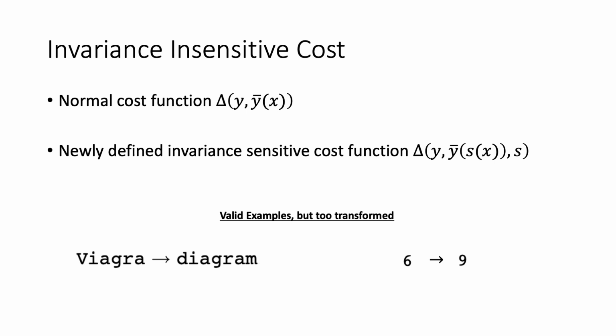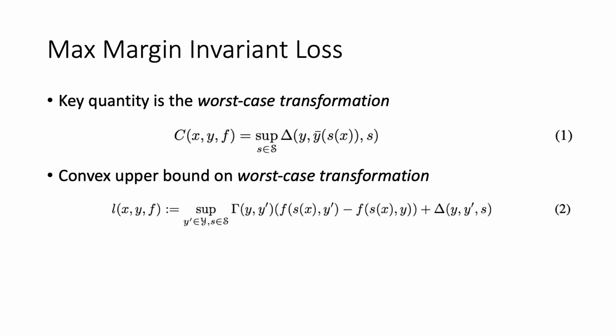So 2 examples of that are below. Viagra gets changed into diagram in just 2 operations, an insertion and then a change of letter. And we don't want to penalize ourselves for that. Another one is a 6 getting rotated 180 degrees is now a 9. And we don't want to penalize ourselves too much for missing out on that. So now that we have a cost function that actually takes in our invariance transformations into account, we want to define this key C quantity here.